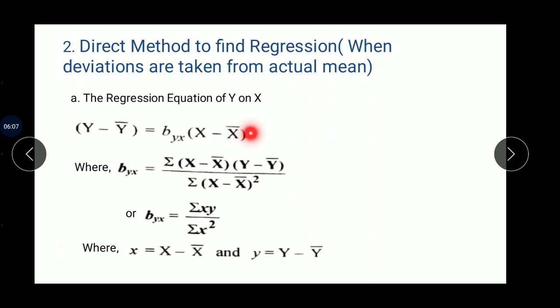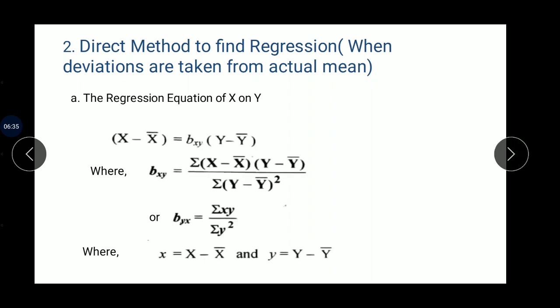minus x bar. Now how to calculate this byx? Byx is equal to summation of (x minus x bar)(y minus y bar) upon summation of (x minus x bar) whole square. X bar, y bar are means. This can also be written as byx equals summation small x small y upon summation small x square, where small x is x minus x bar and small y is y minus y bar. So this is the regression equation of y on x. Similarly we have the regression equation of x on y.